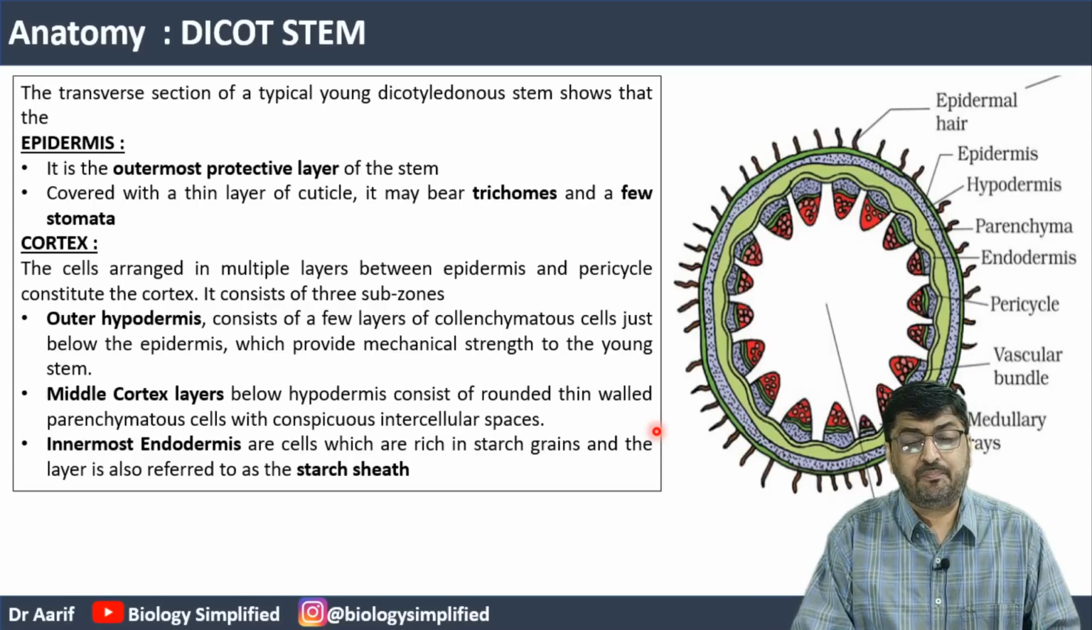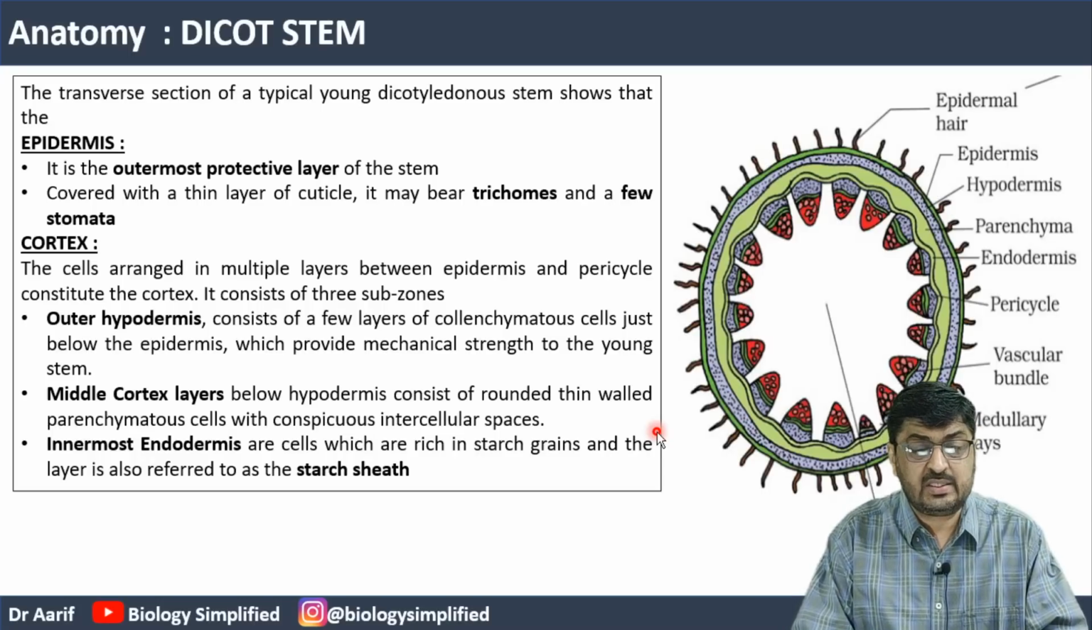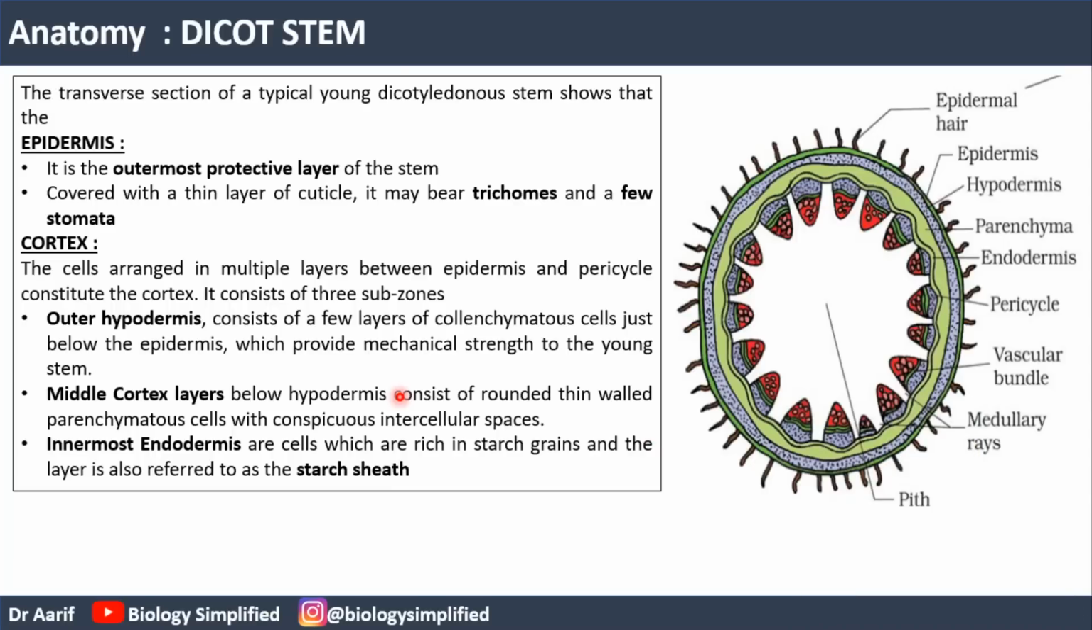Dicot stem. Time for me to go. No problem. Chalo. Transverse section of a dicot stem shows, starting से, वो again अपना same periphery से पित्त तक, epidermis to पित्त का रास्ता travel करेंगे हम लोग अभी.